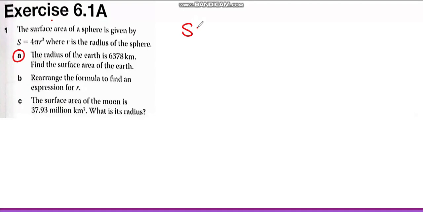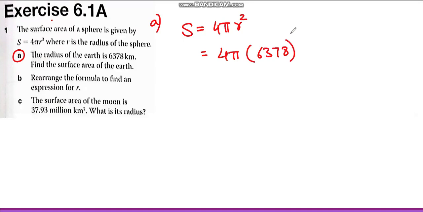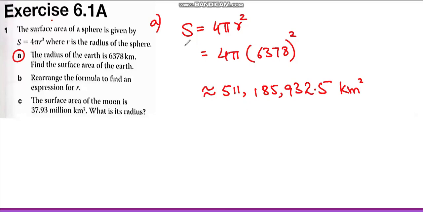So let's find it by using the formula. S is equal to 4 pi r square. We just need to substitute the value of r, which is 6,378, and we need to take the square of it. So let's use the calculator to simplify. Approximately equals to 511,185,932.5, and the unit will definitely be kilometer square because it's surface area.